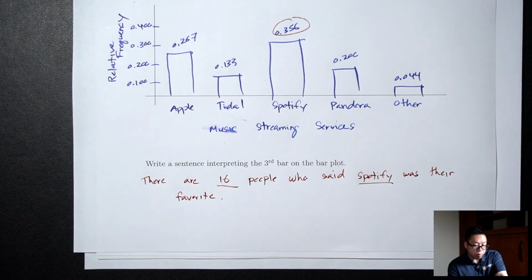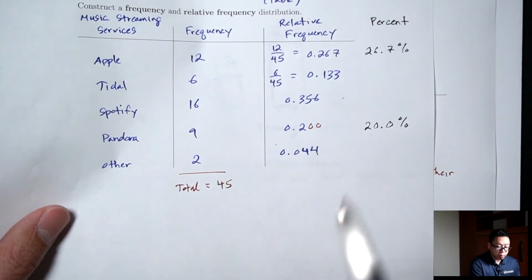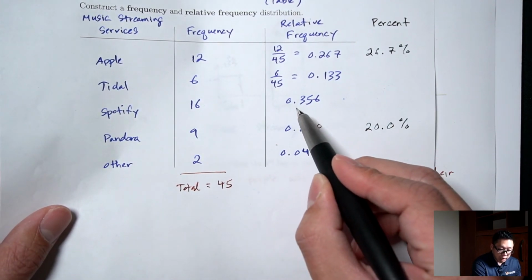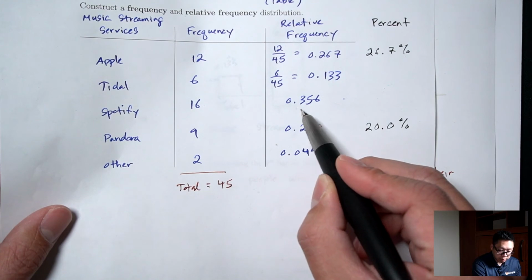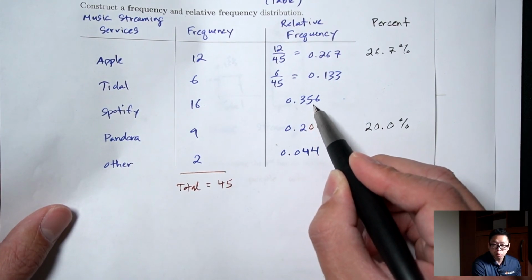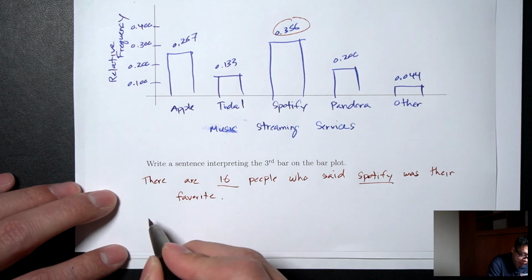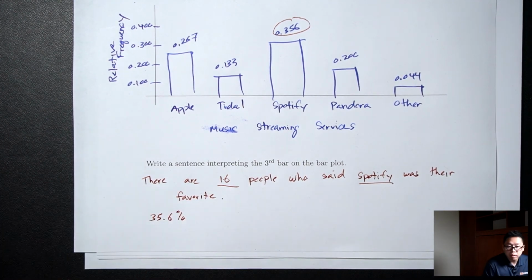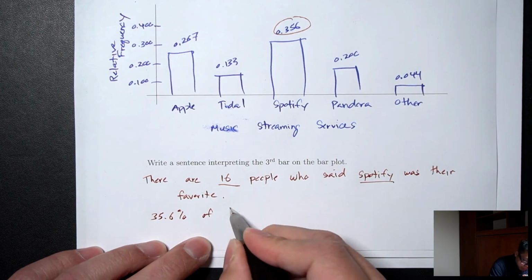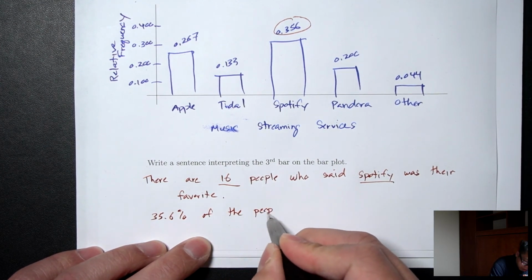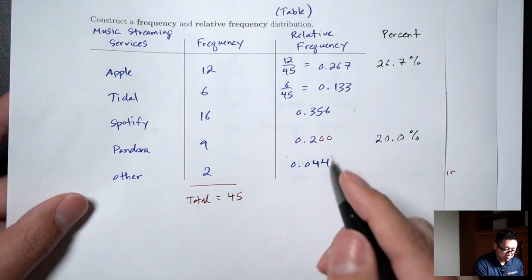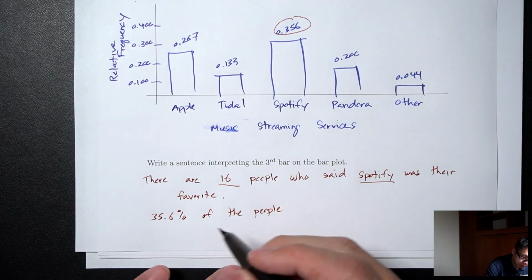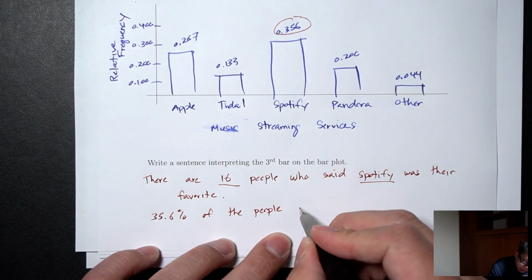Now, to interpret the relative frequency, anytime you're interpreting the relative frequency, I want you to convert it to a percent. So 0.356 as a percent, move the decimal 2 to the right, that's 35.6%. So 35.6% of the people. And what's special about these 35.6%? They said Spotify was their favorite. So 35.6% of the people said Spotify was their favorite.